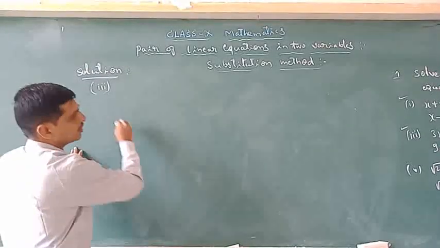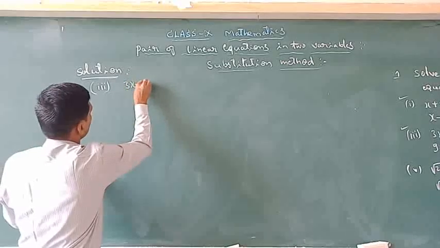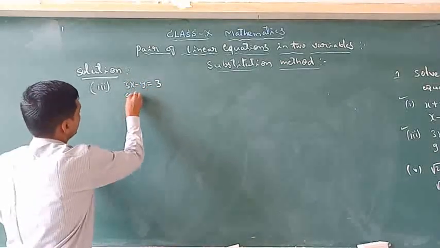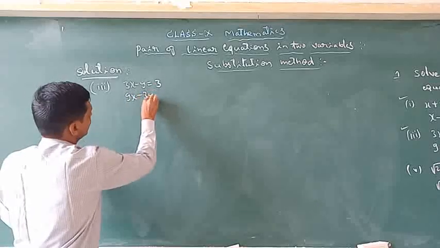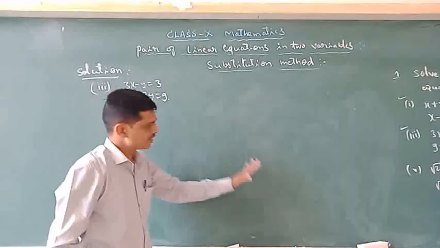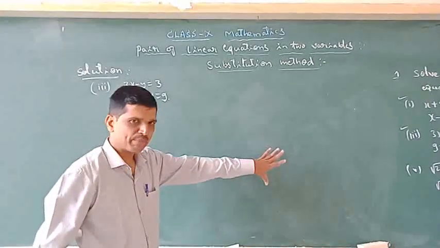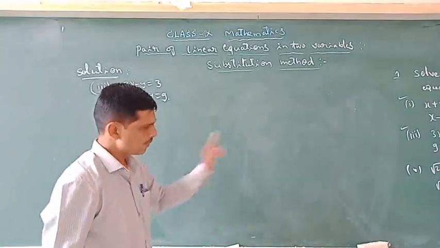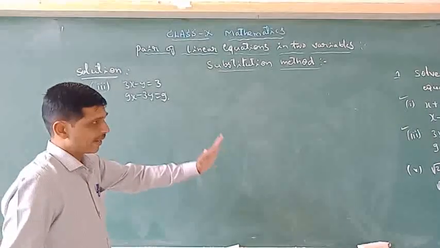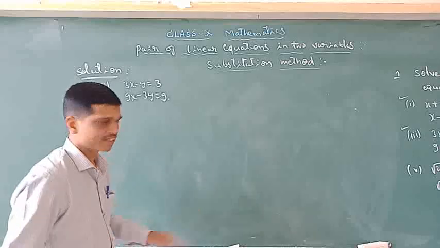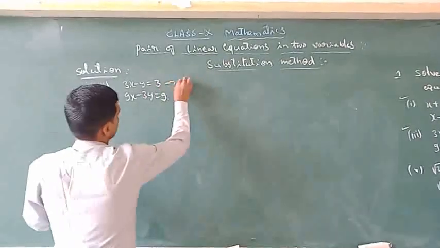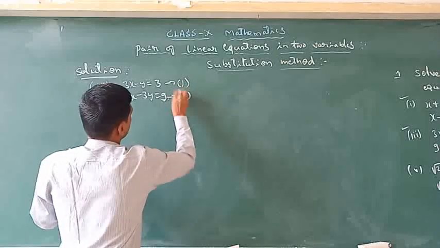Now take the third one. 3x minus y is equal to 3. Another one: 9x minus 3y is equal to 9. See, in the previous case, I found the values of x and y. Both are not equal, it means they have some definite solutions. In the same way, that pair of linear equations is consistent. And here, what happened? Now we want to check. Call it number 1 and call it number 2.